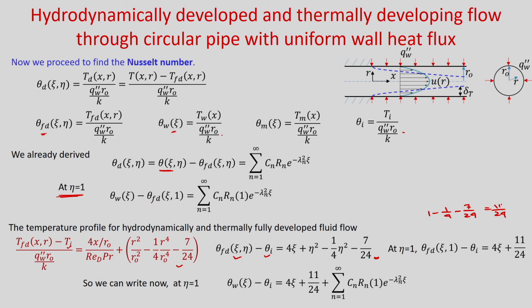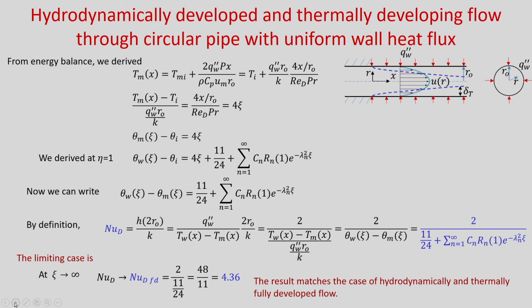So, you can see this, if you add these two equations, this equation and this equation, it will be theta w minus theta I as 4 zeta plus 11 by 24 plus this. Once you get it, now from the energy balance T m we have found like this. So, T m minus T i divided by q double prime w r naught by k is 4 zeta. So, from there you can find.